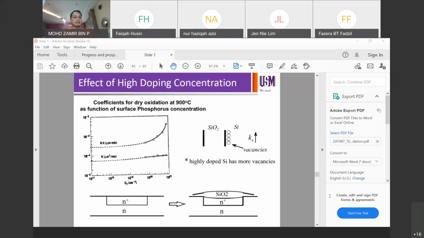B over A is linear, right? B over A is linear. B is parabolic, okay? You can tell by the unit, right? Micron per minute, micron squared per minute. Okay, so highly doped silicon has more vacancies.